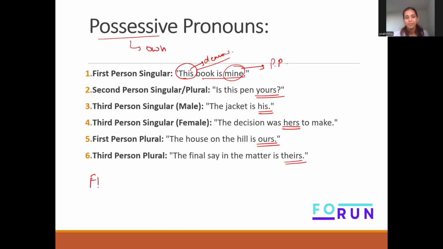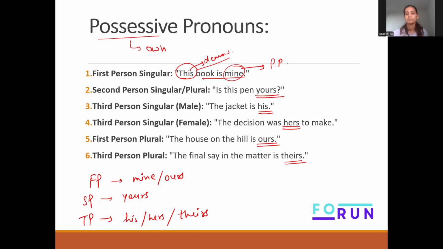So again, first person, second person, third person. So mine, ours, right? This is first person. Second person in possessive pronoun would be yours. Third person would be his, hers, and theirs. That's all. Pretty easy. Essentially, we just learned this. So remember this table and you are good to go.